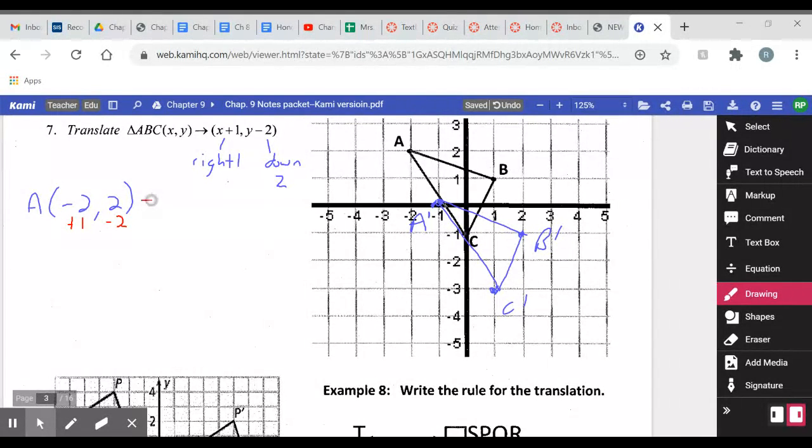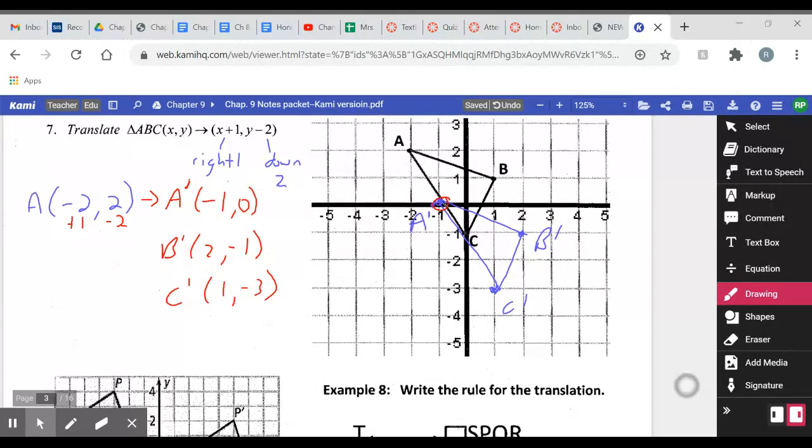So then that means that my new A, my A prime, is going to be at -1. -2 plus 1 is -1. And then 2 plus -2 is 0. So I know my new A value should be at -1, 0. And that's what I see over here that actually ended up happening. Okay. My new B is at 2, -1. And my new C is at 1, -3.